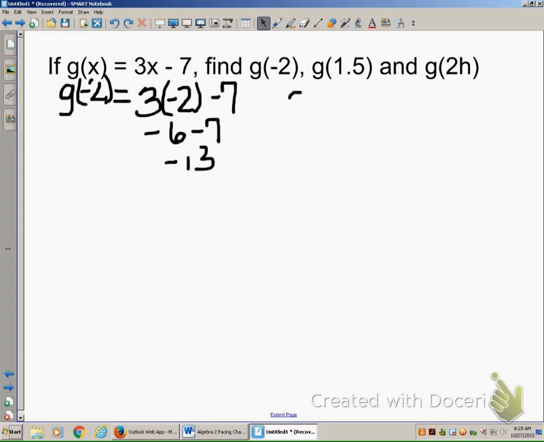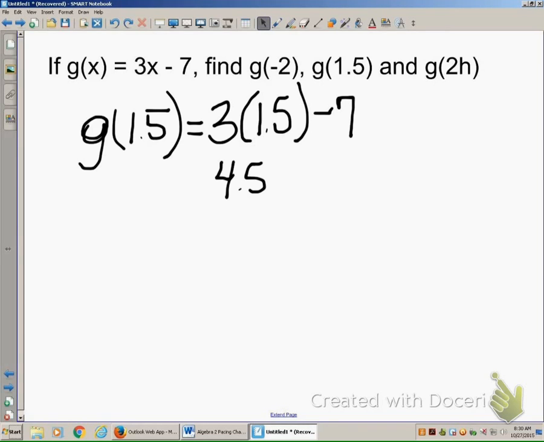Let's find g of 1.5. Okay, I just need to replace my x with 1.5, so I have 3 times 1.5 minus 7. 0.5 because you have 1.5 3 times. So yeah, it makes sense that it would be 4.5. Then minus the 7. So 4.5 minus 7 gives me negative 2.5.